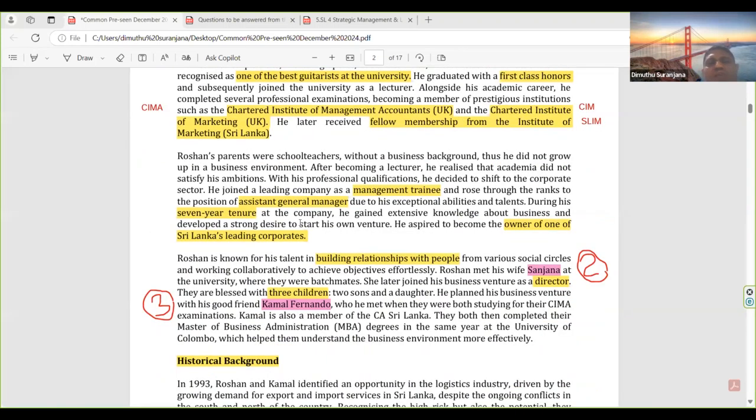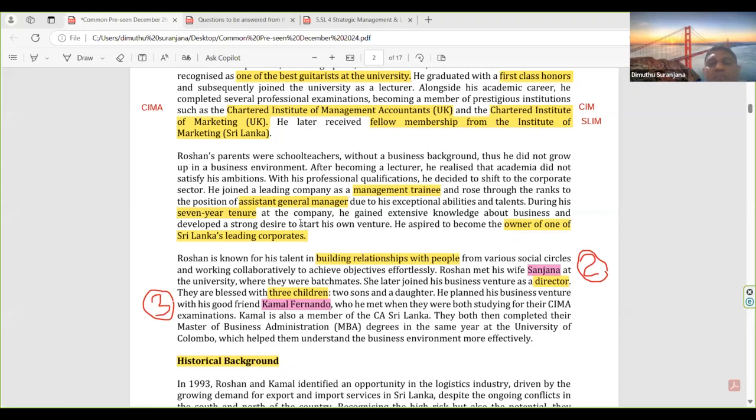Roshan's parents were school teachers without a business background, thus he did not grow up in a business environment. Right? He didn't have any business background. So after becoming a lecturer, he realized that academia did not satisfy his ambitions with his professional qualification. He decided to shift to the corporate sector. He joined a leading company as a management trainee and rose through the ranks to the position of assistant general manager due to his exceptional abilities and talents.